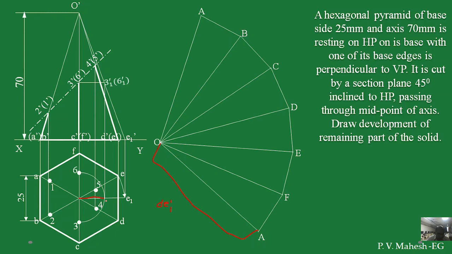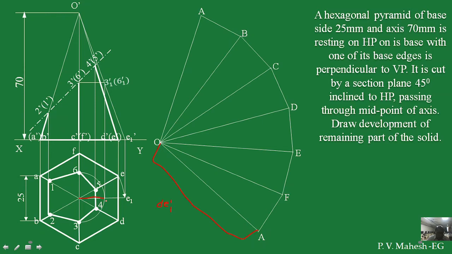Now what I have to do? I have to join all these points and the edges. So this is the solid which remains. It is the frustum of the pyramid, the top view of the frustum. Now I have to identify the points 1, 2, 3, 4, 5, 6 in the development. So how to do that?